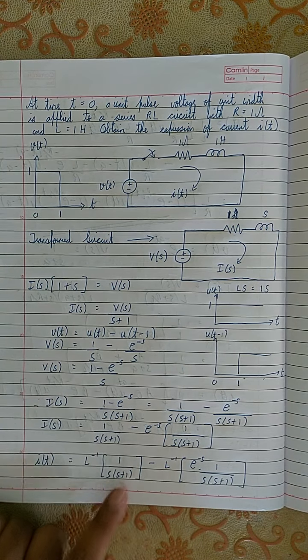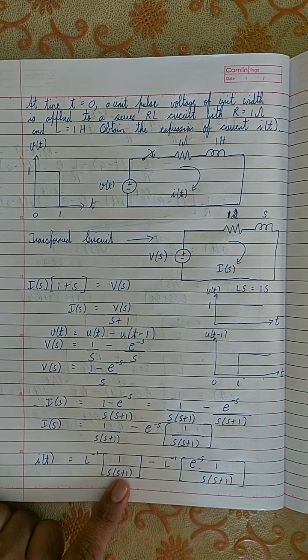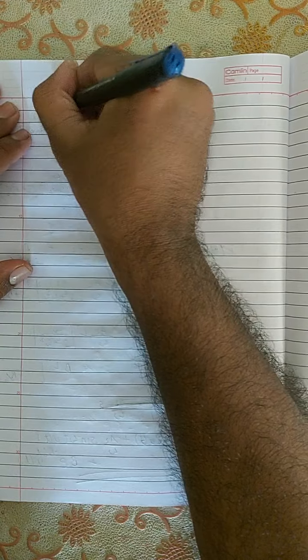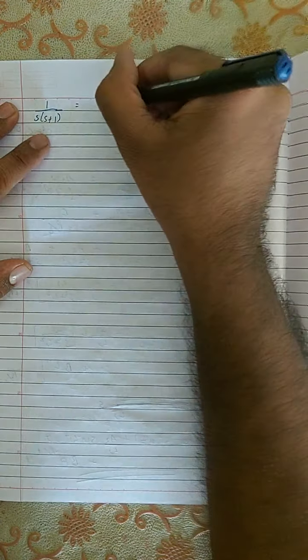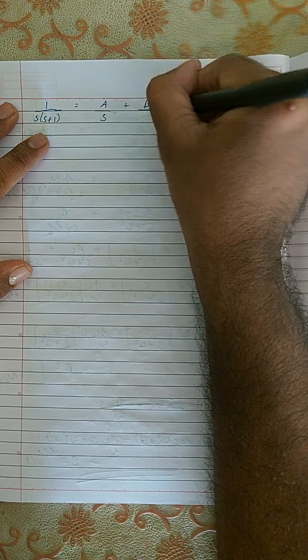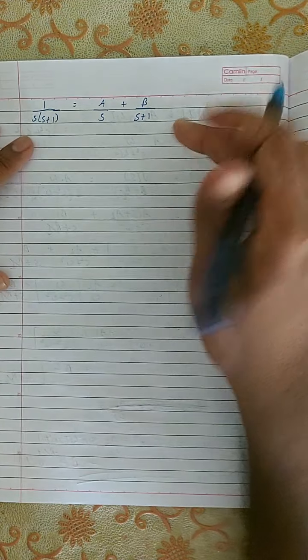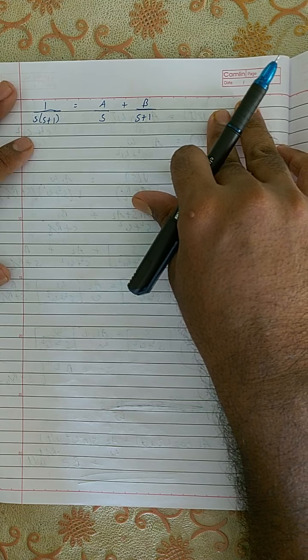So let's find. I'm going to find the Laplace inverse of this. To do that, I'm going to partially factorize this, which means I'm going to change 1 by s into s plus 1 into a by s plus b by s plus 1. This is how I'm going to change it. So I need to find the value of a and b. What is the value of a? What is the value of b?